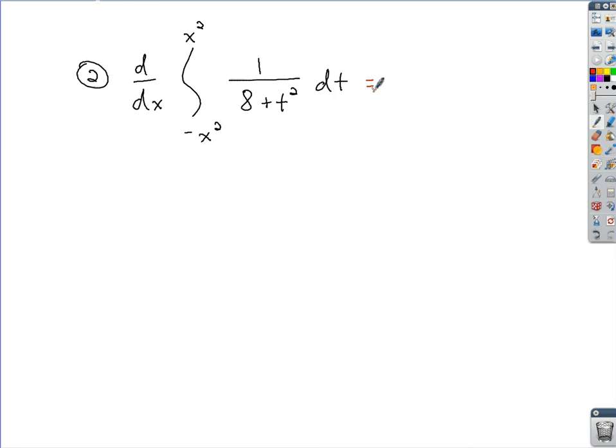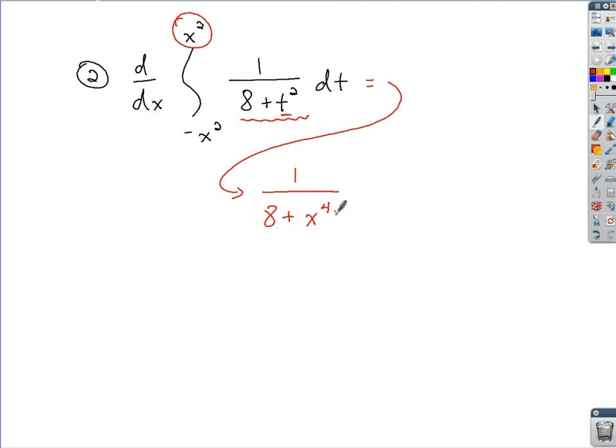Follow the same steps as before. We start with this top function. We plug it into the overall function here, and we replace any variables of t that we see. So again, I just have the one variable of t. I would have 1 over 8 plus, well, let's see, x² goes in for something that's already squared. So this is going to be x to the fourth, exactly.